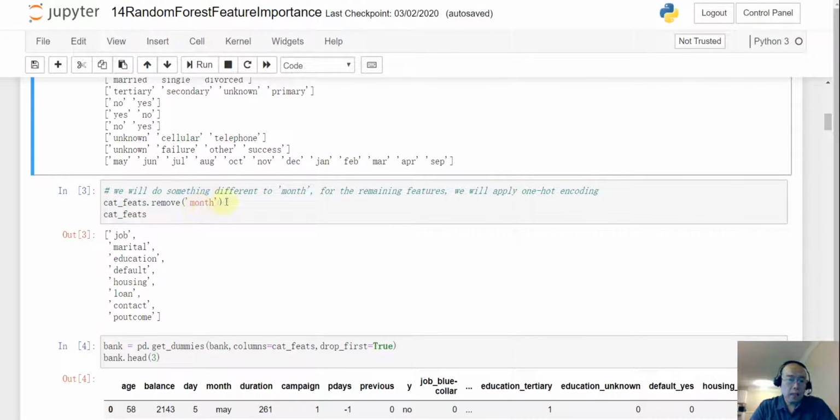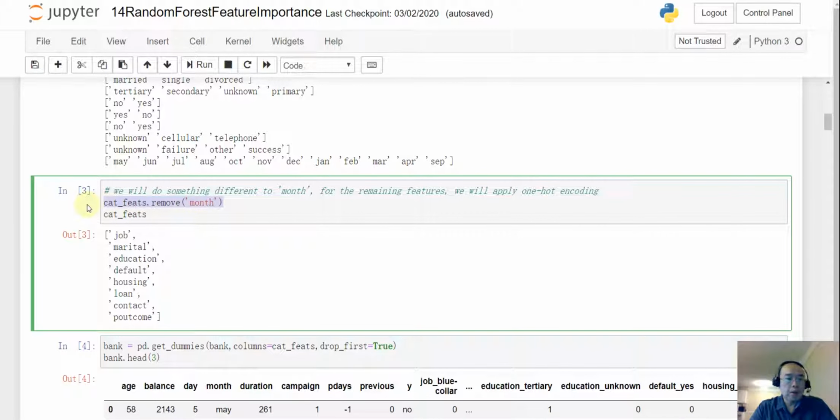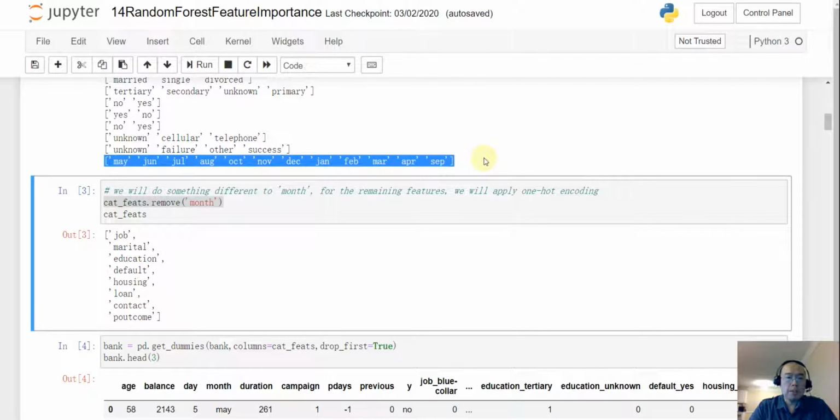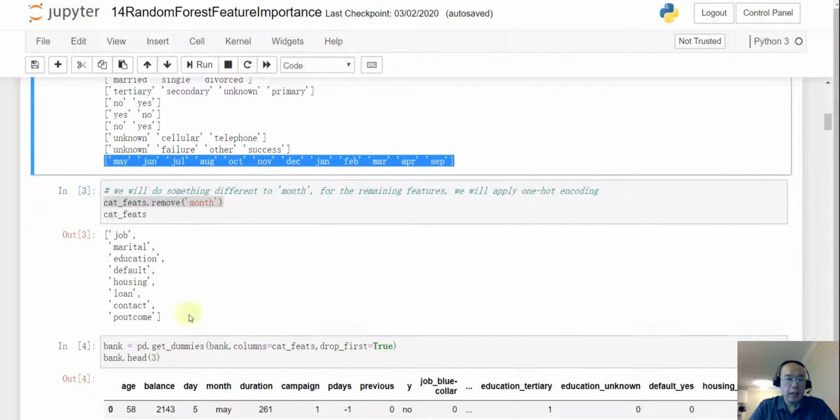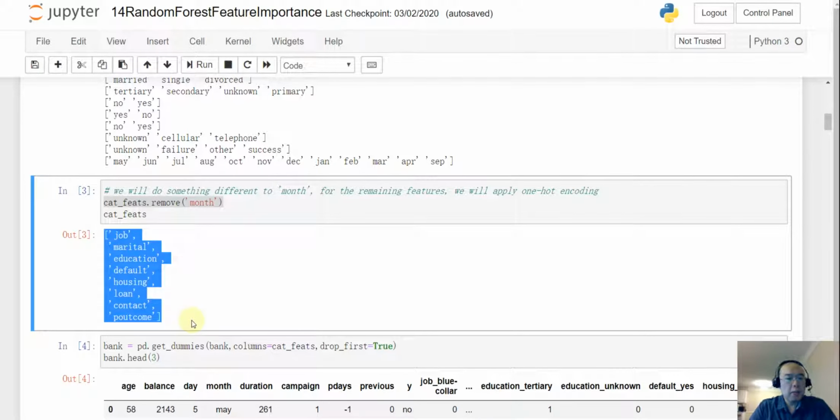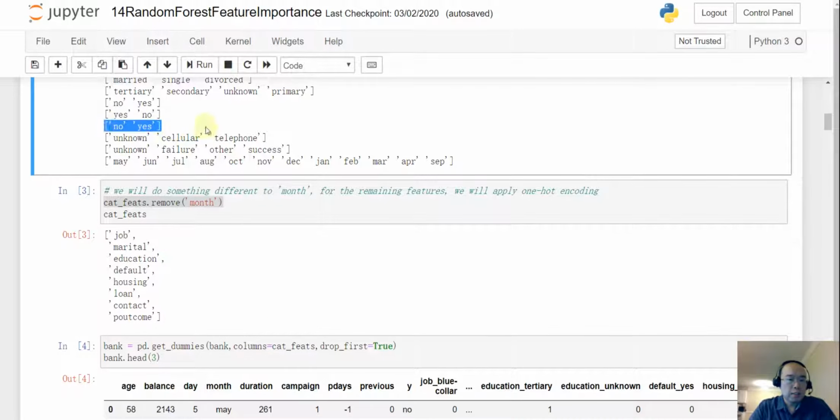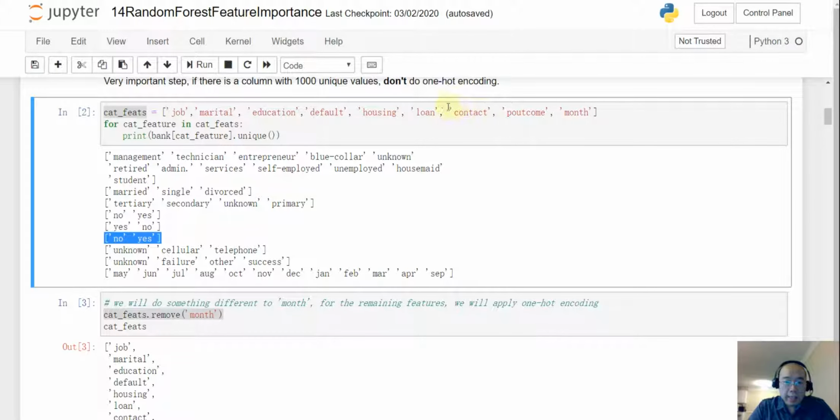To move on, the first thing is I want to do something different for the month column. Other than that, the remaining columns I would say are all categorical features, and I just want to do a one hot encoder. And pay attention here. For this column, I guess that is loan, right? Loan, yes or no. This is just a binary feature.